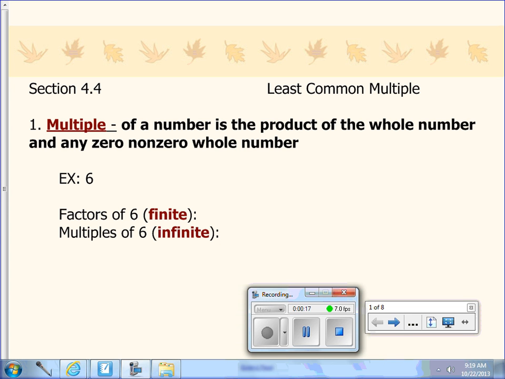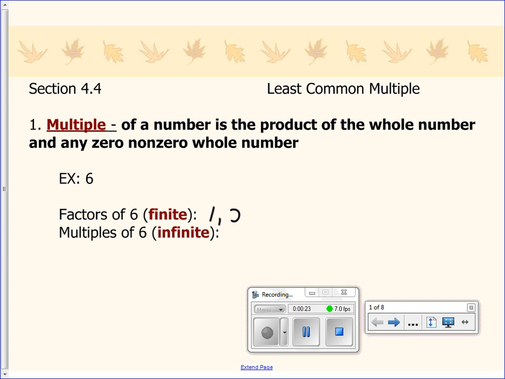The factors of 6 are finite. Let's list the factors of 6. We have 1, 2, 3, and 6. Now the multiples of 6 are going to be 6, 12, 18, 24, and I'm going to put 3 dots after it, which means they continue on. The term finite means that it's a certain amount, no more. But the multiples, as you can see, continue to go on and on and on. There are an endless amount of multiples of 6.